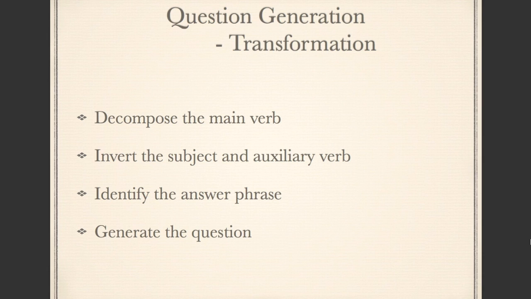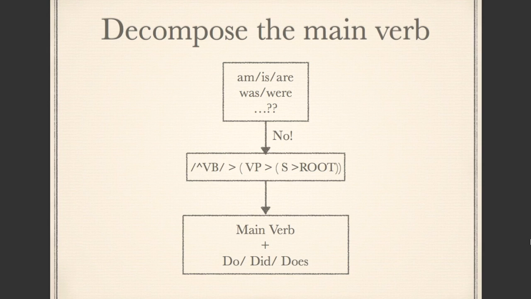In the phase of decomposing the main verb, first we identify if there is an auxiliary verb in the sentence. If not, we use the following rule on the syntax tree to extract the main verb in the sentence. Then we transform the verb to the base form and get the appropriate tense, which determines whether to use do, does, or did according to the tag of the main verb. We have made use of the Morphology class in the Stanford NLP package to do this.